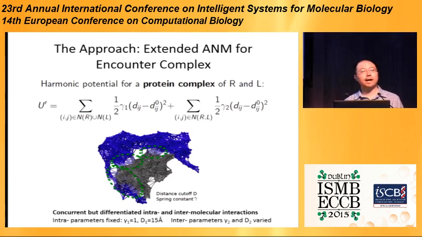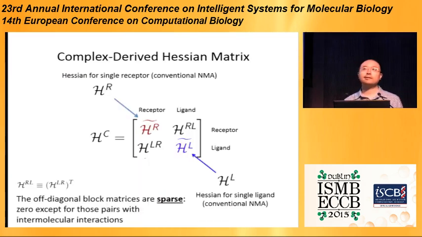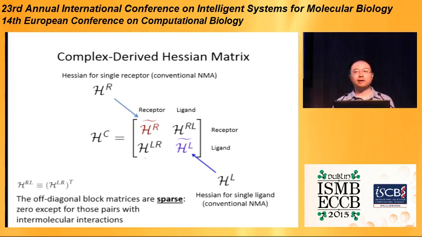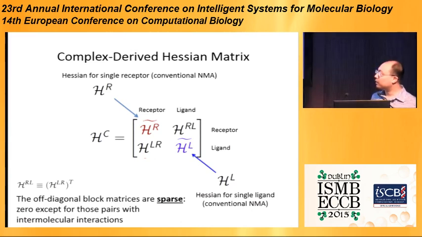So how does the Hessian look? It turns out that the Hessian actually has a very peculiar structure. It has a dimension for protein 1, let's call it a receptor, and a dimension for protein 2, let's call it a ligand. So the off-diagonal blocks correspond to the coupling between the receptor and the ligand. It's a very sparse matrix. The elements are 0 except for those pairs which correspond to intermolecular interactions.